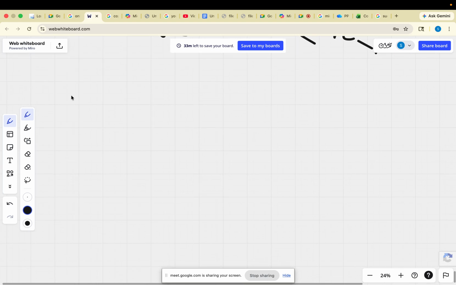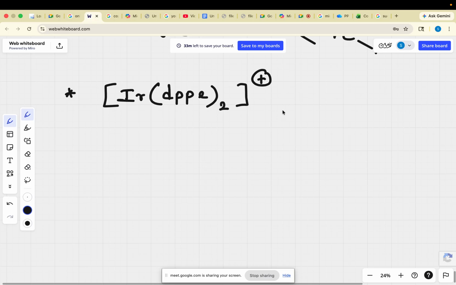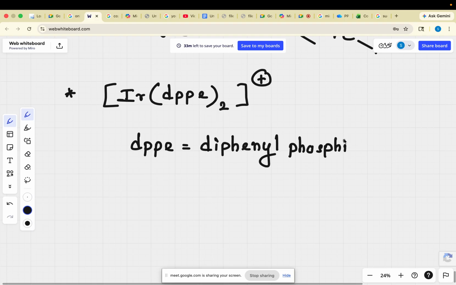Now let's try this one. Suppose you have iridium DPPE whole 2 plus. What is DPPE? Write down. Diphenyl phosphine ethane. So it basically looks like this.